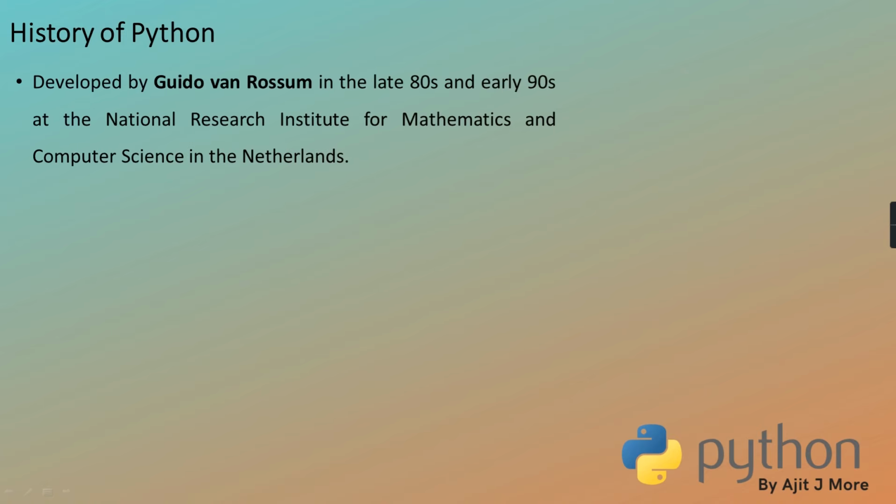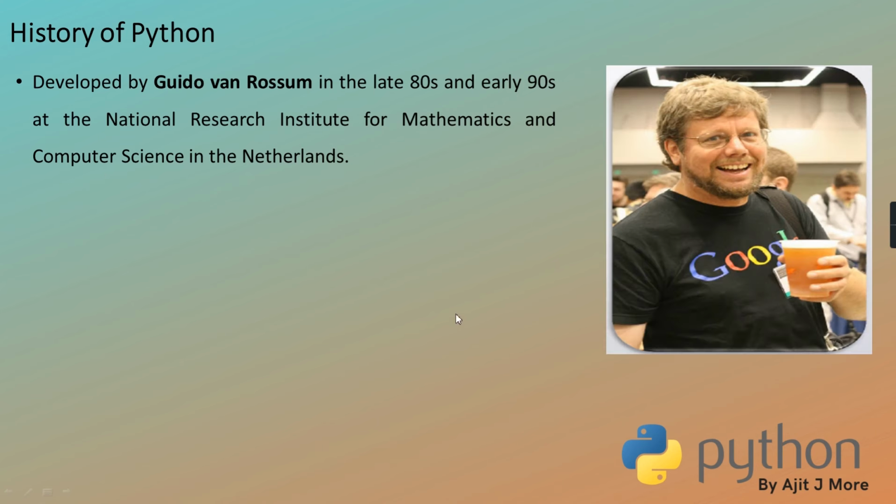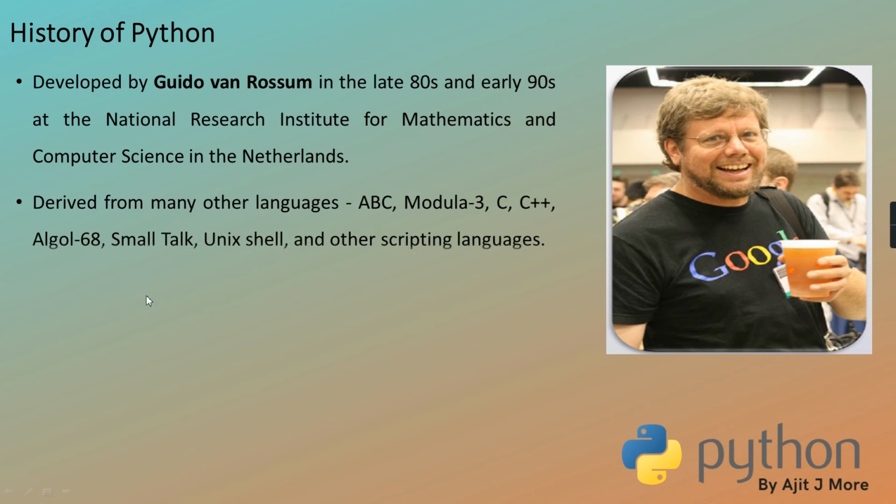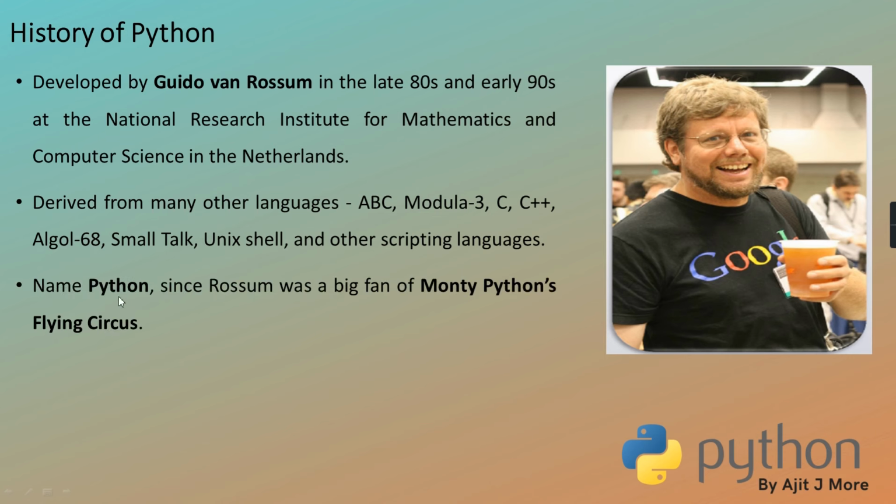So in short, Python was developed by Guido van Rossum, late 80s, early 90s, at the National Research Institute for Mathematics and Computer Science, Netherlands. Clear? He derived it from many ancestor languages like ABC, Modula, C, C++, Algol 68, Smalltalk, Unix shell script, and other scripting languages also. And he named it Python.